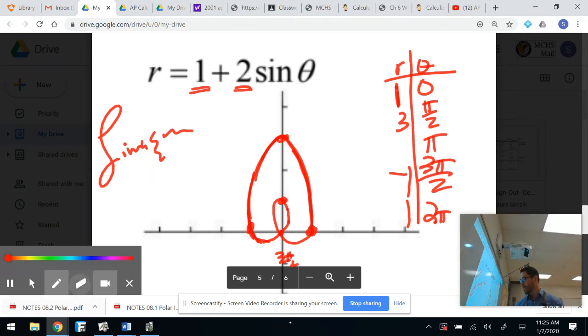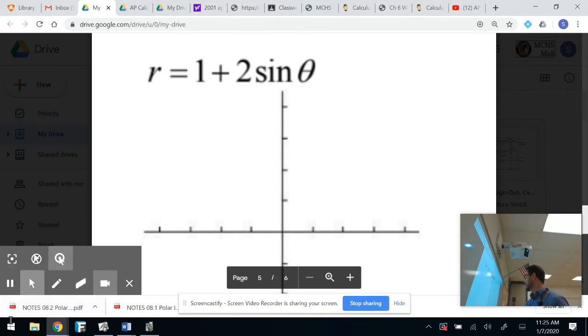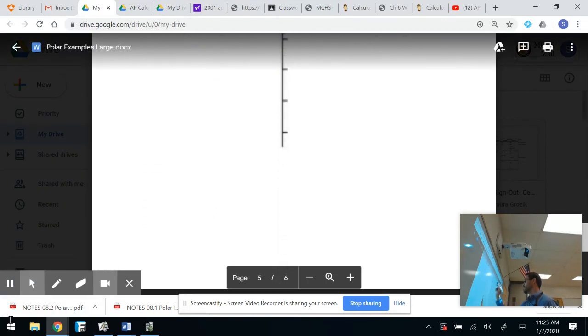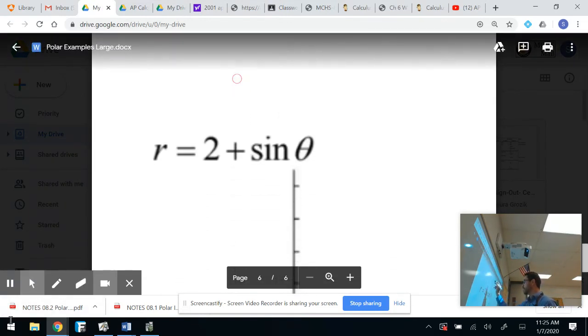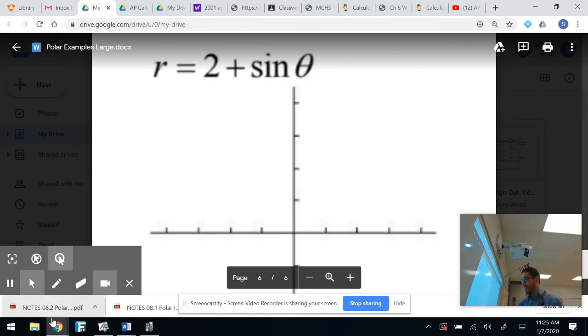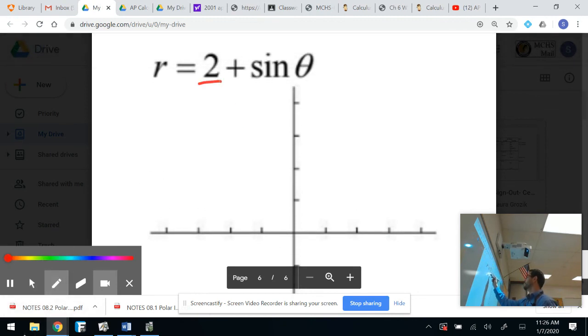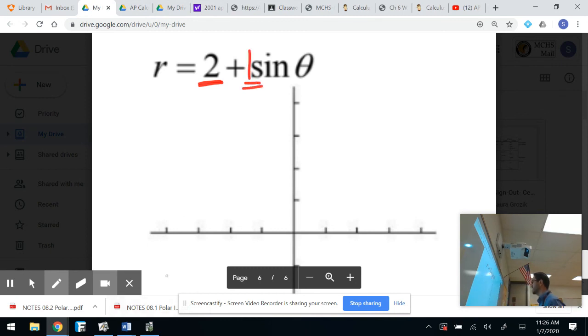All right, here we go. See if you knew the last one. Easy peasy. What's the last one going to be? I bet you it's going to have a dimple. Now, why is it going to have a dimple? Because that number is your constant, and it's bigger than that number, which is the coefficient. Remember, if they're the same, it is a cardioid. So this is probably going to be dimpled. Let's see how quickly we can draw this.